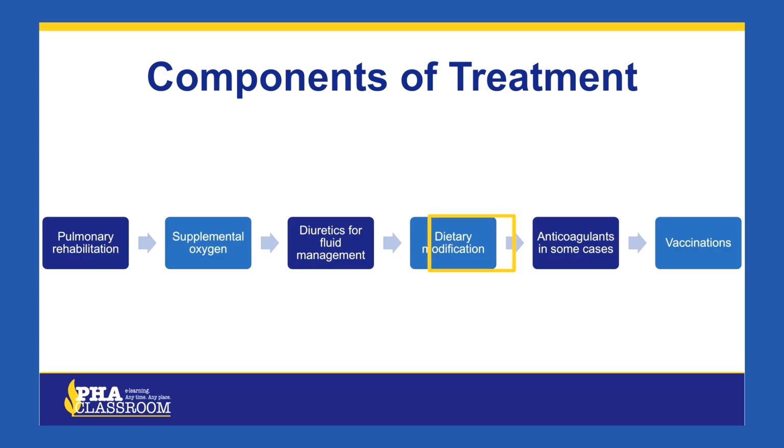In some cases, anticoagulation is part of the treatment plan, but it's not required in all cases. And so that's something that's worth discussing with your pulmonary hypertension specialist. And then appropriate vaccinations are something that would be recommended by your PH specialist. So what about pulmonary vasodilator medications? We're really going to focus in on those.